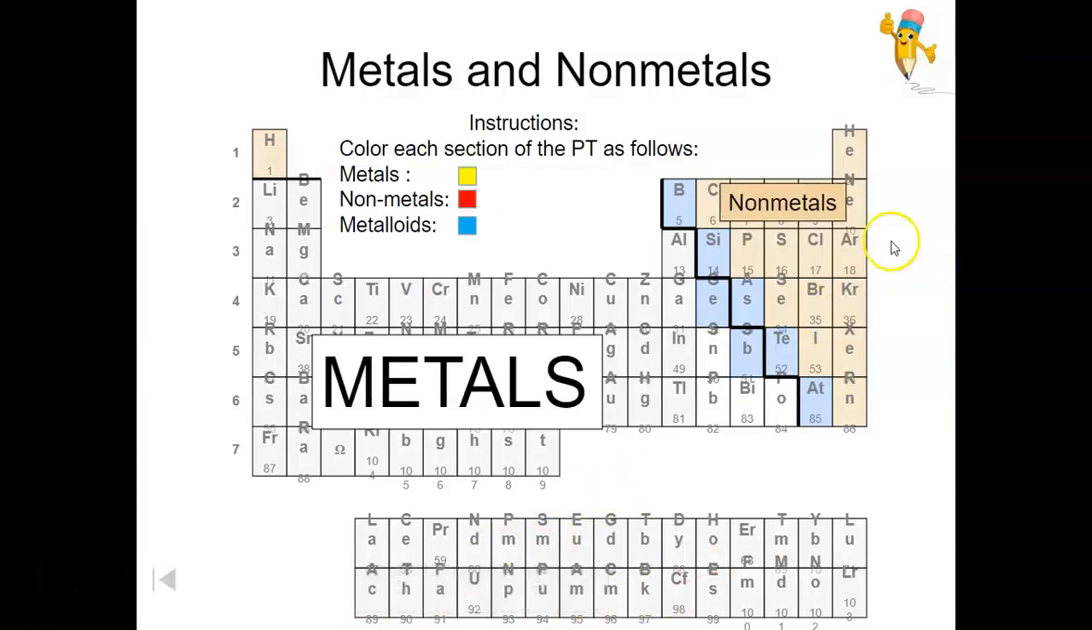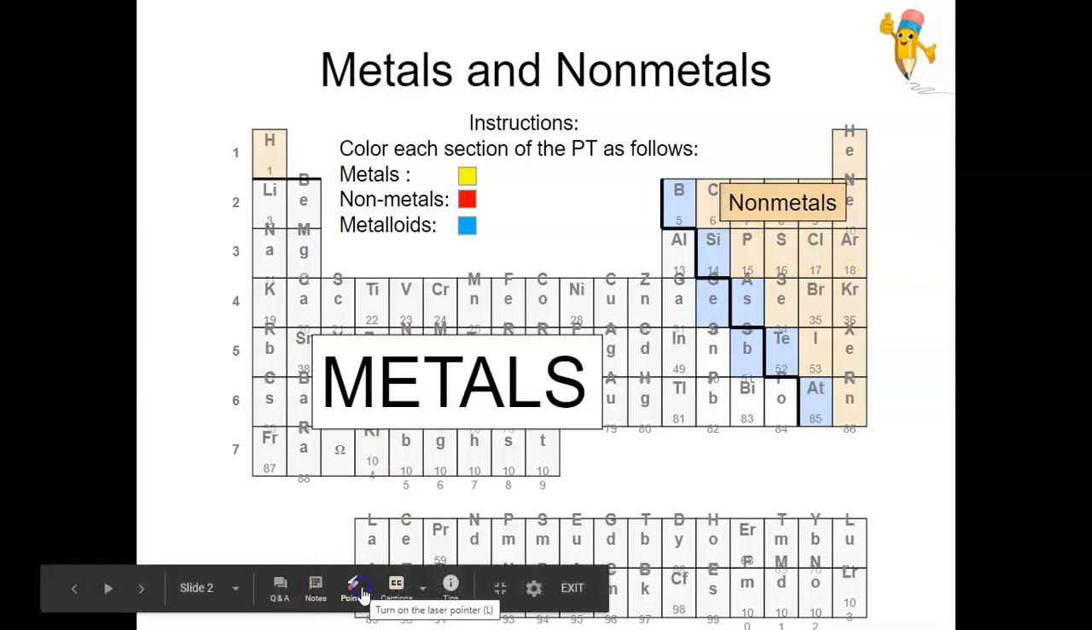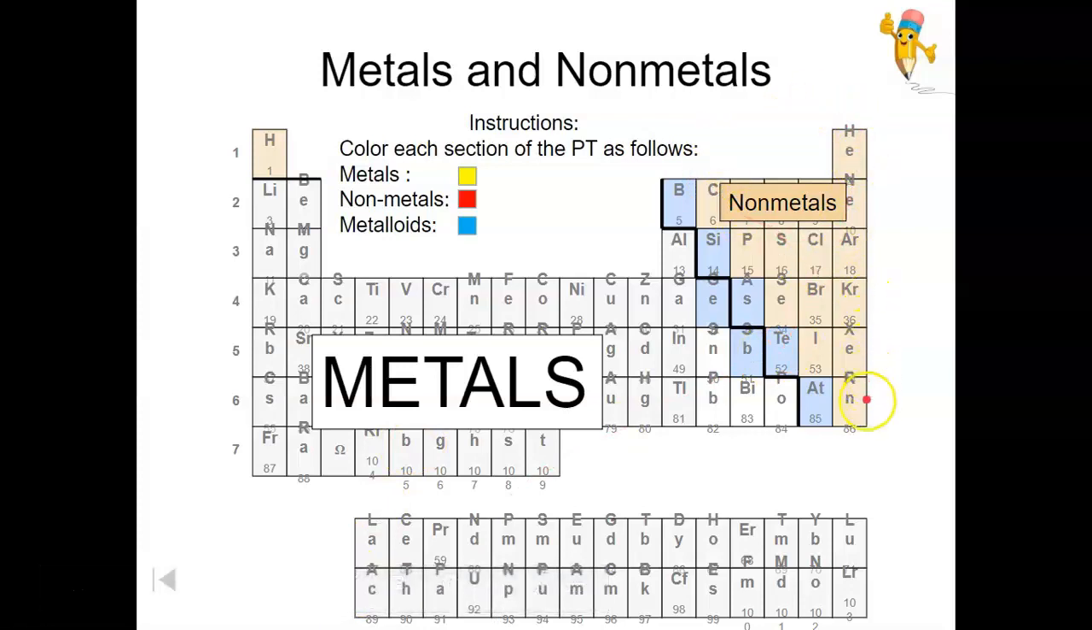Next is your non-metals, and that is on this right side here. So all of column 18, most of column 17, 3 of column 16, 2 of column 15, and 1 in column 14.